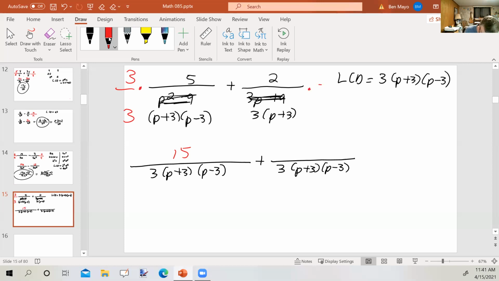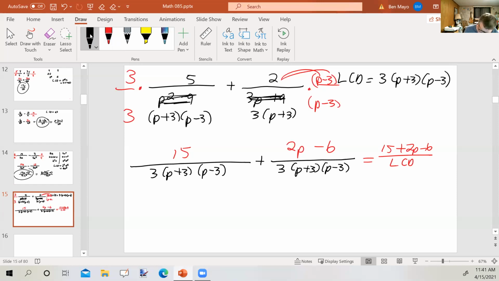The second fraction is missing a p minus 3 on the bottom, so it needs a p minus 3 on top. So my new numerator becomes 2p minus 6. Now I'm adding two fractions with the same common denominator. So I'm going to add the numerators. So I'm going to get 15 plus 2p minus 6 over the LCD. Okay. Combining like terms, I'm going to get 2p plus 9 over the LCD, which I'm going to write out now.